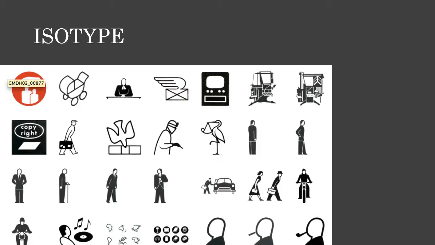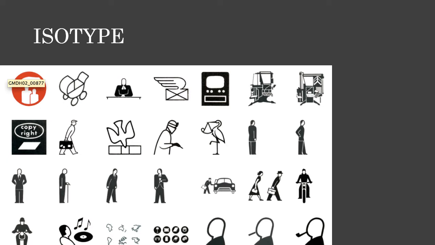So it all starts with ISOTYPE. ISOTYPE is an acronym standing for the International System of Typographic Picture Education. This organization was developed in the 1920s by a man from Austria who was a social scientist and philosopher. His name was Otto Neurath, and he developed this system called ISOTYPE as a method for visual statistics.